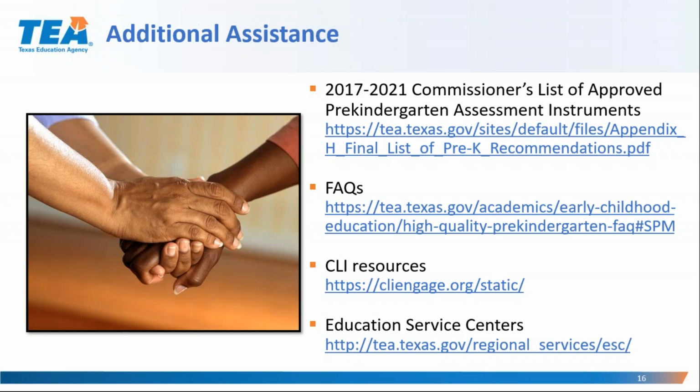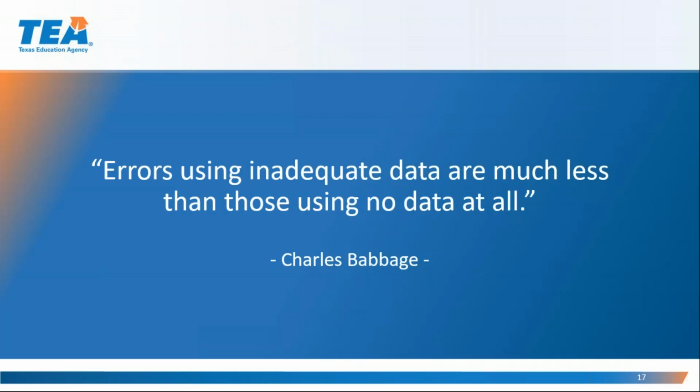We're going to end our time together by looking at a quote. This quote is from Charles Babbage, and it says, "Errors using inadequate data are much less than those using no data at all." Using student progress monitoring data to inform classroom instruction is a great way to build the quality of our pre-kindergarten programs in Texas.